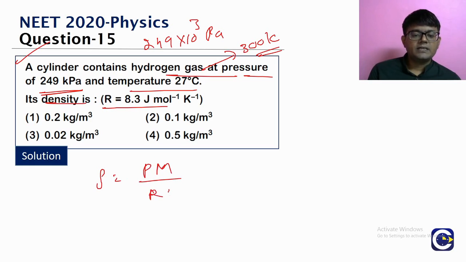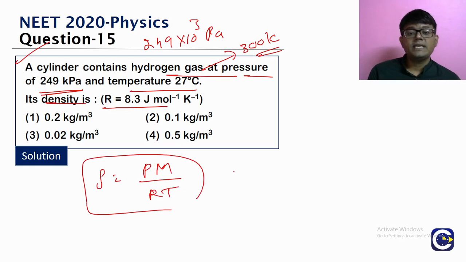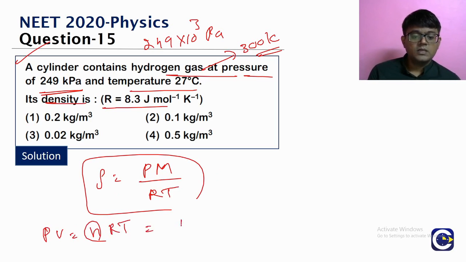Rho is equal to PM by RT. This is the formula for the density. How do you get it? We will get it from the ideal gas equation. I'm not going to derive it, but if you want, you can derive it by using the relation PV is equal to nRT. Here n means the mass of the gas divided by capital M, the molar mass of the gas.